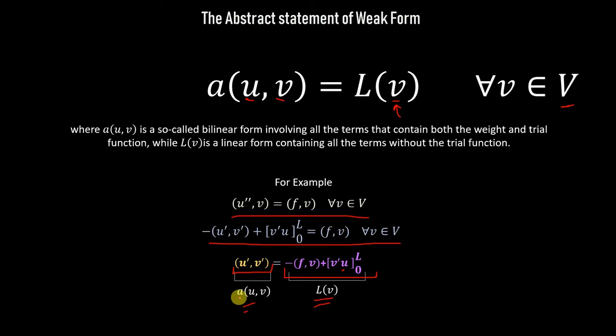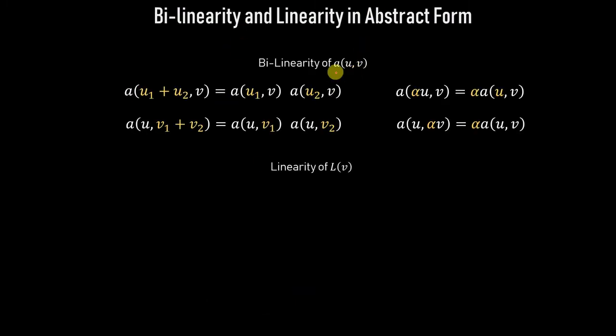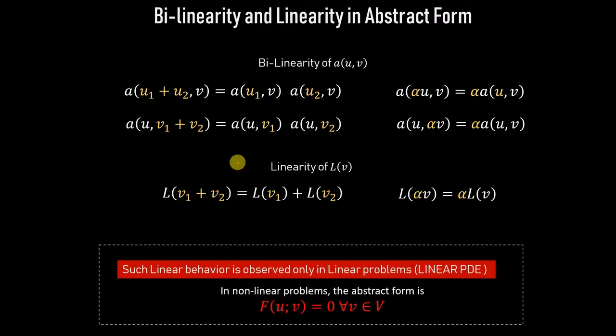Why are they bilinear and linear? Because of some of the properties of these things. Those properties are bilinearity and linearity. Bilinearity is satisfying this expression: if it distributes in both the arguments, say A(u1 plus u2, v) is distributed, A(u, v1 plus v2) is also distributed. If you multiply by a scalar, it comes out. The linearity is simply L(v1 plus v2) is L(v1) plus L(v2), and if you multiply by alpha, it comes out. So this is just what bilinearity is, nothing but linearity over both the arguments.